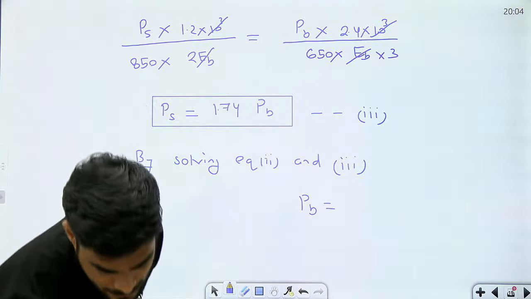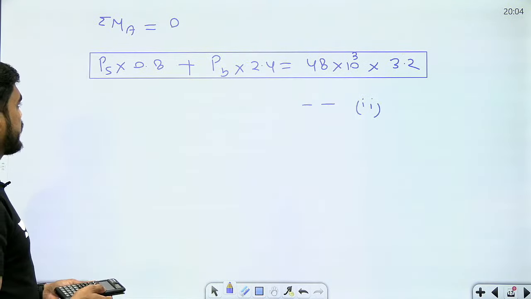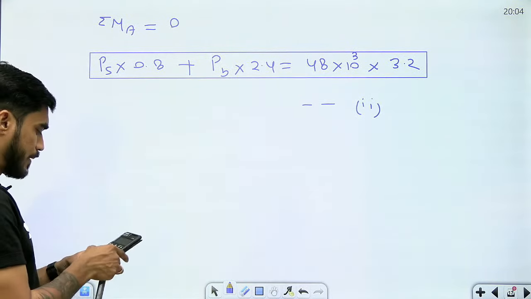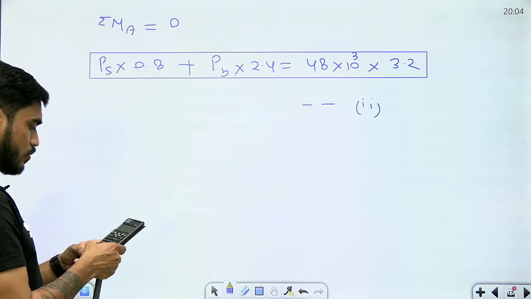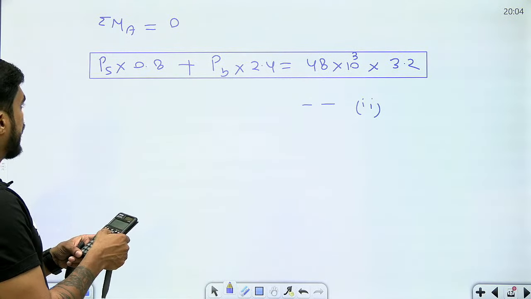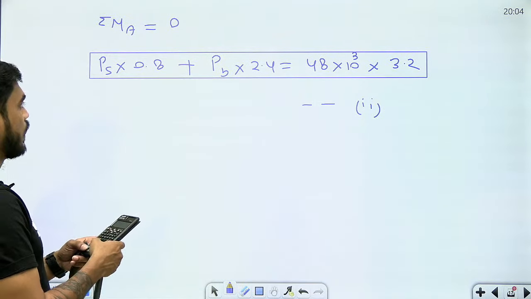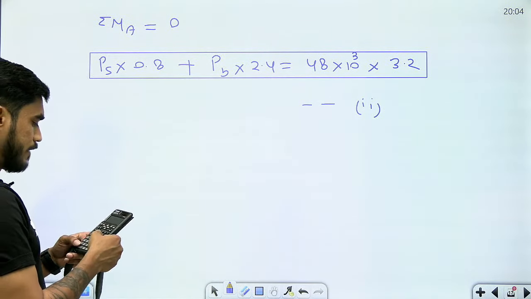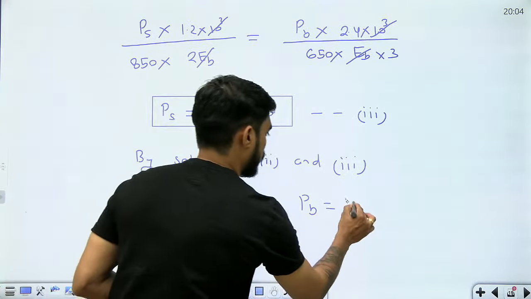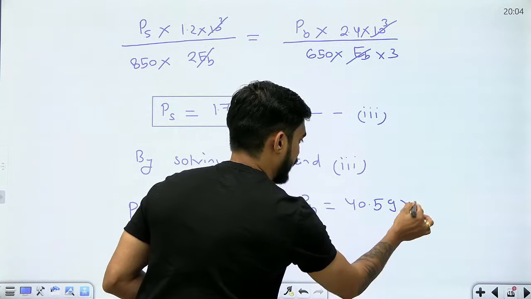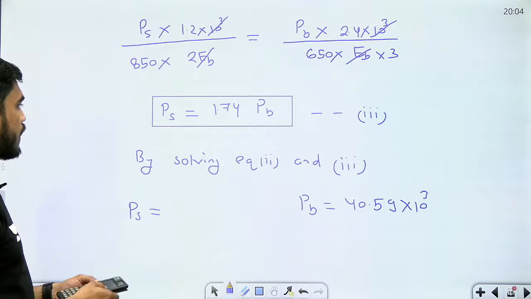कितना आ रहा है PS? So PS equal to 1.73 times of PB. So if I put it, how much I will get? 48 into 10 to the power 3 into 3.2 divided by 1.73 into 0.8 plus 2.4. So I will get PB equal to 40.59 into 10 to the power 3.